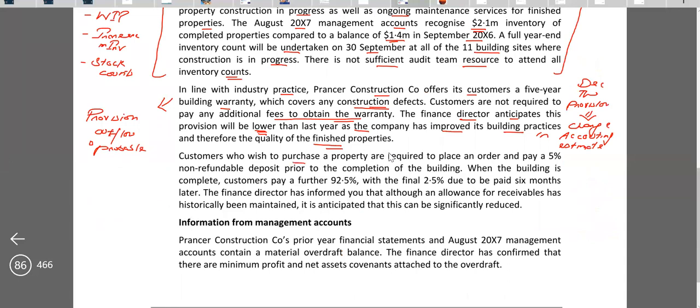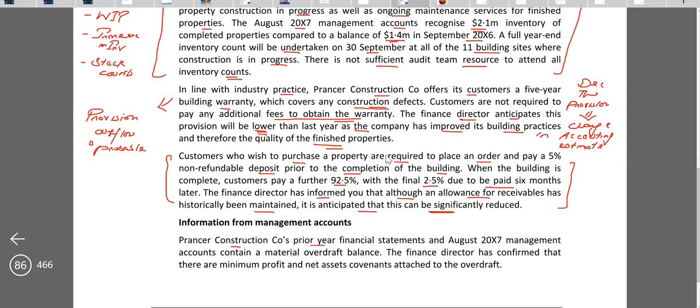Now, the customers who wish to purchase a property are required to place an order and a 5% non-refundable deposit prior to the completion of the building. When the building is complete, the customers pay a further 95%, and the final 2.5% is due to be paid 6 months later. The finance director has informed you that although an allowance for receivables has been historically maintained, it is anticipated this will be significantly reduced. Again, the allowance for receivables. They can reduce it if there is a genuine change, if they have done something in their receivables collection. But there's a risk that the allowance may be reduced in order to manipulate the profits rather than a genuine change. Similarly, they are receiving the revenue in parts. So the revenue should be recorded when the performance obligation is satisfied. There's a risk that revenue may be immediately recorded rather than recorded when the performance obligation is satisfied or the control is passed to the customer.